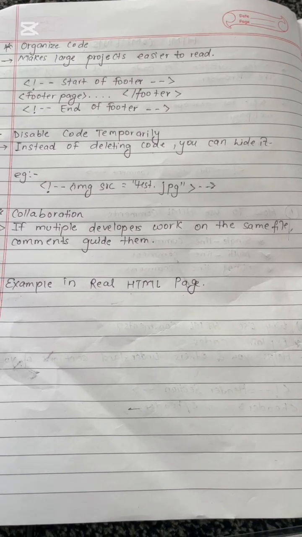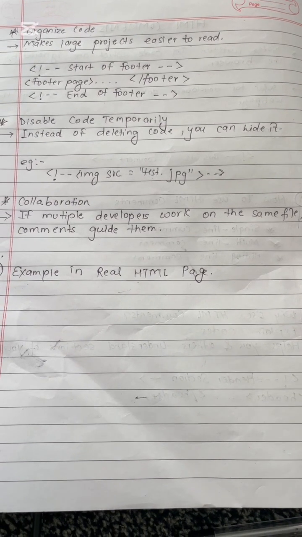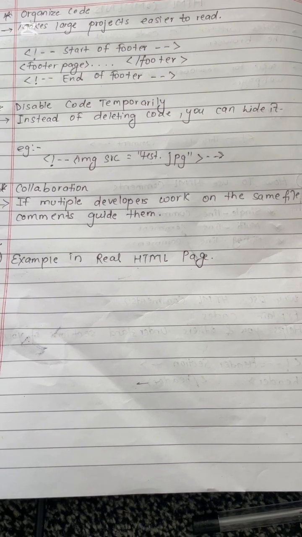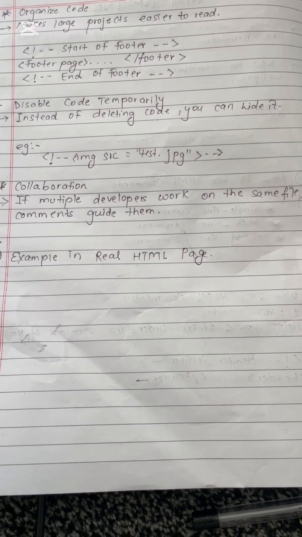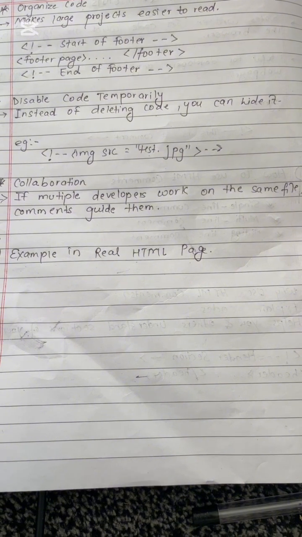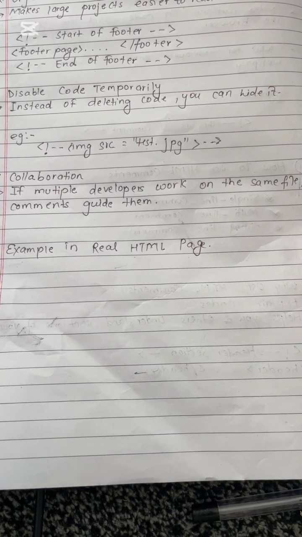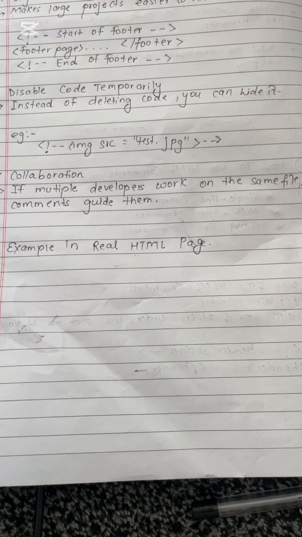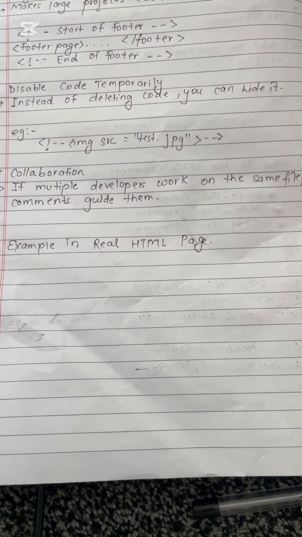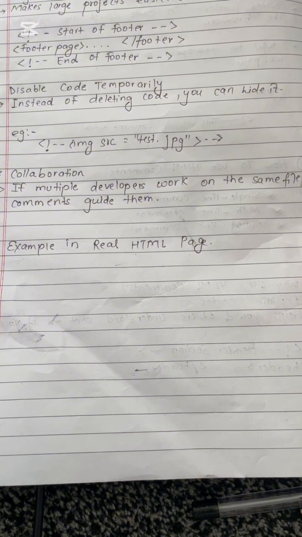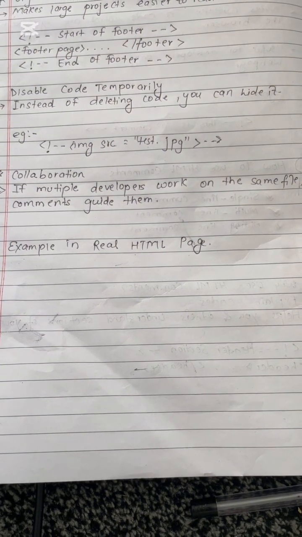You can also use HTML comments for collaboration. First, think of it as leaving helpful notes for others in a group project. If multiple people are working on the same file, comments are a way of communicating through code. So it helps your team understand what you have written in your code.